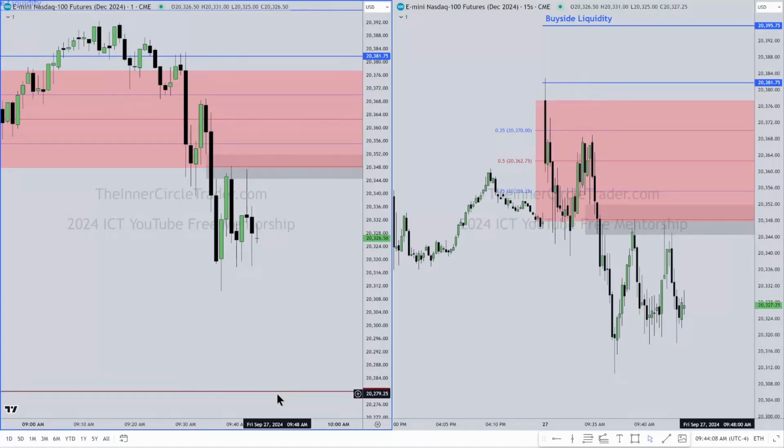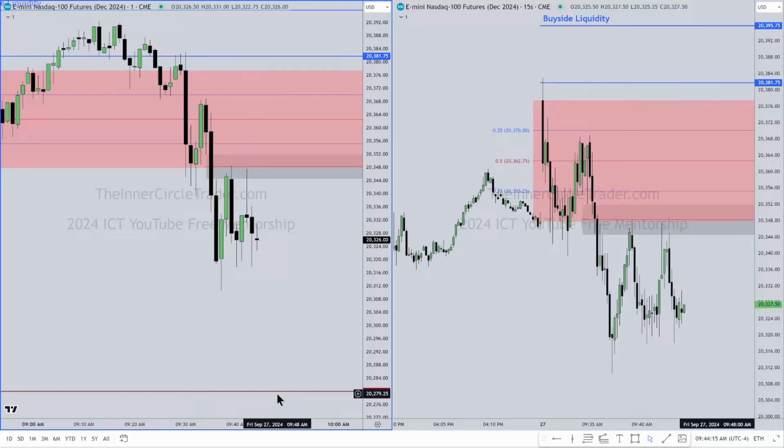Why should it be interested to go higher, or why should it be interested to go lower? What liquidity is there? Is it relative equal highs there? Is there relative equal lows there? Is there a large inefficiency above the market price, or is there a large inefficiency below the market price? So these are all questions that I ask myself, very specific things.